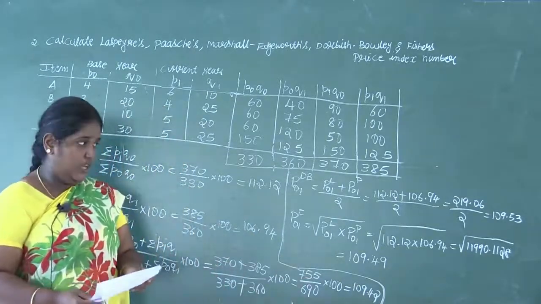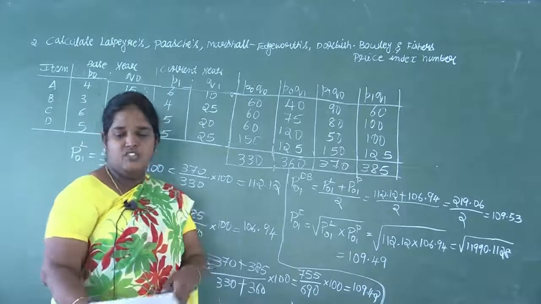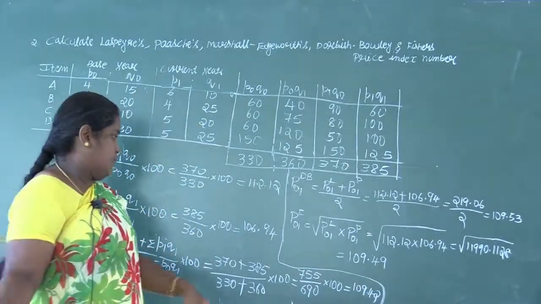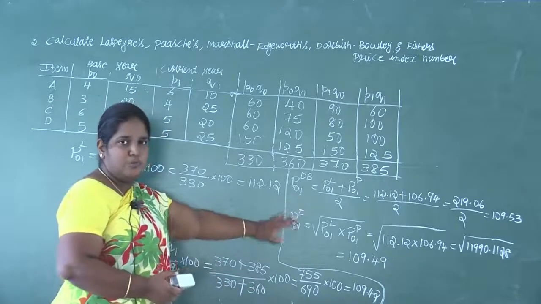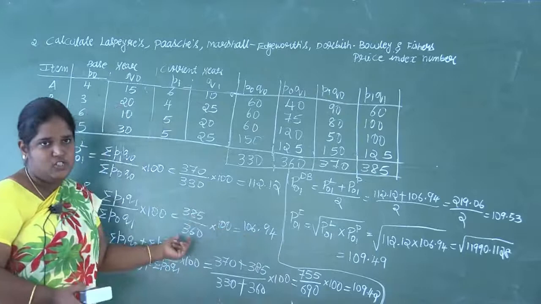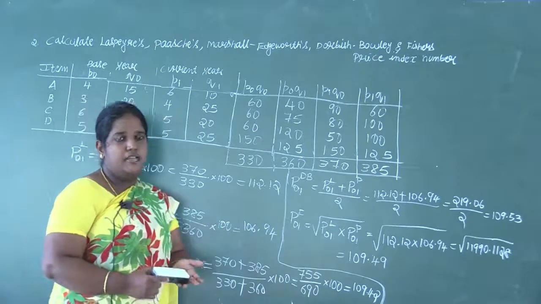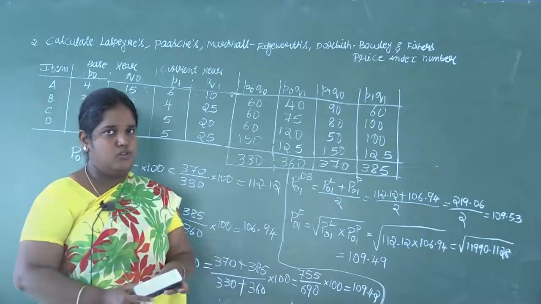So if you check the Marshall-Edgeworth, Dorbish-Bowley and Fisher, we have got 109 for everything. After the point there is variation. If there is variation after the point, no problem, but the beginning number should be the same for the Marshall-Edgeworth, Dorbish-Bowley and Fisher. Laspeyres and Paasche's keep on changing, and sometimes it can be the same also.